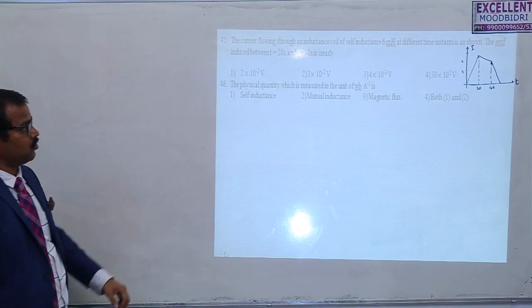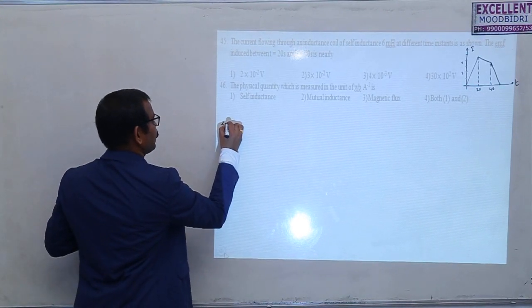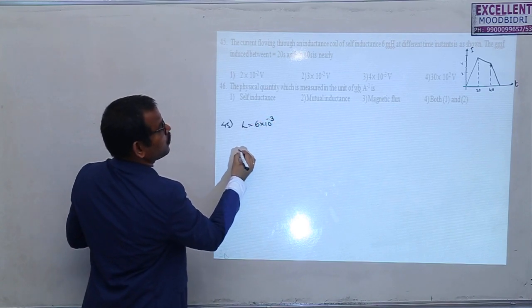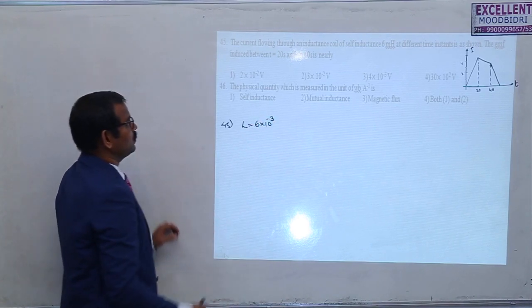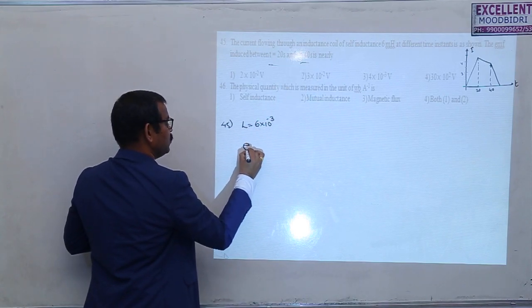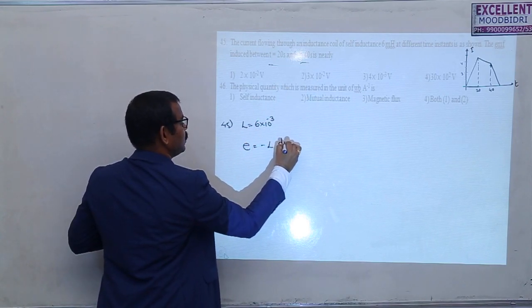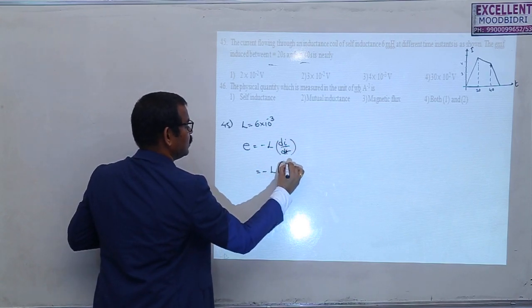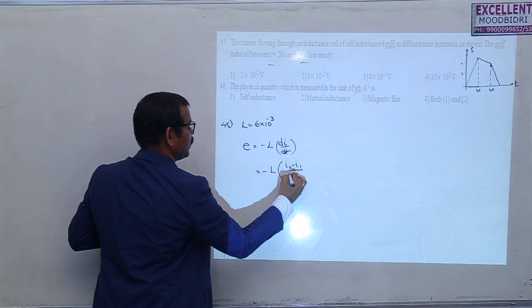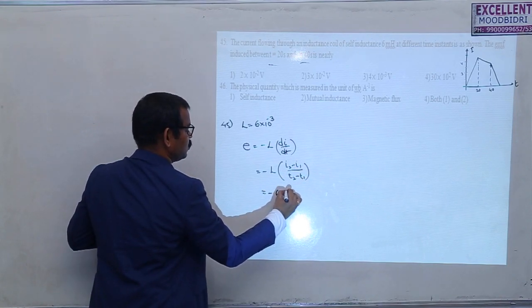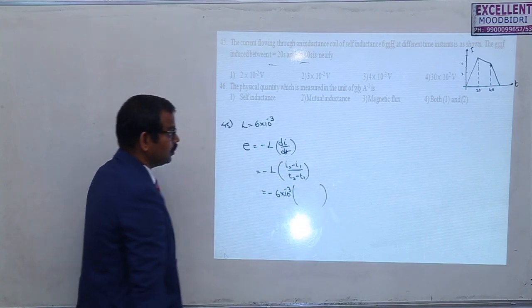The current flowing through an inductor coil of 6 millihenry. So L is equal to 6 millihenry, and the current intensity is given. The EMF between 20 and 40 seconds is asked. The EMF induced in an inductor is given by minus L di by dt, which is minus L times (I2 minus I1) by (T2 minus T1). So minus 6 into 10 power minus 3.